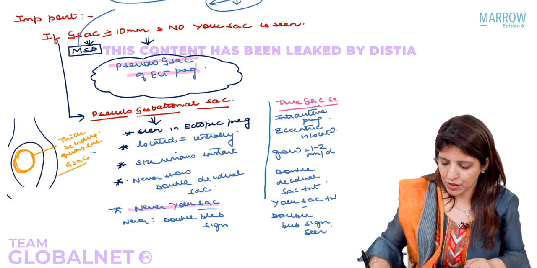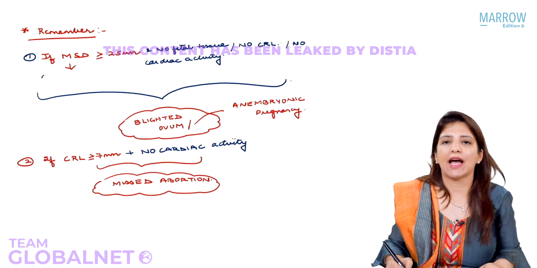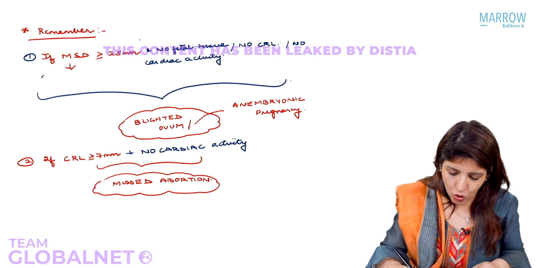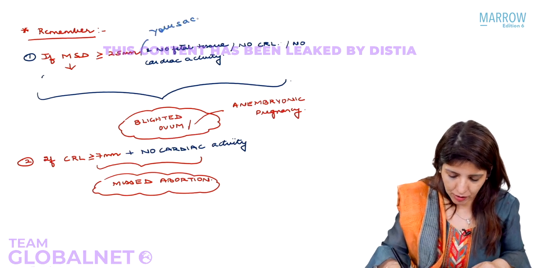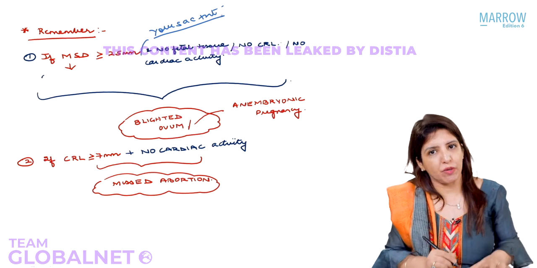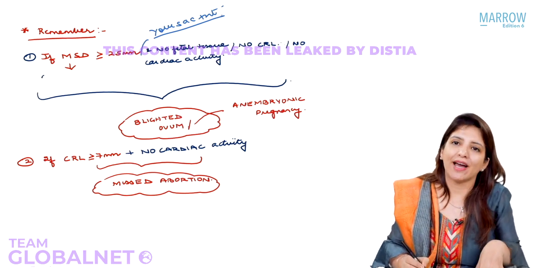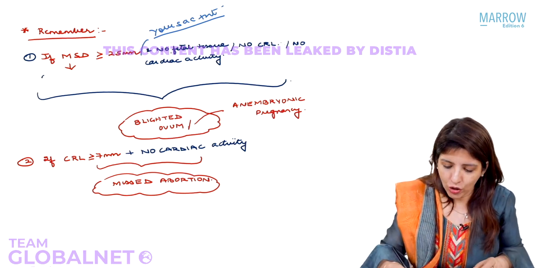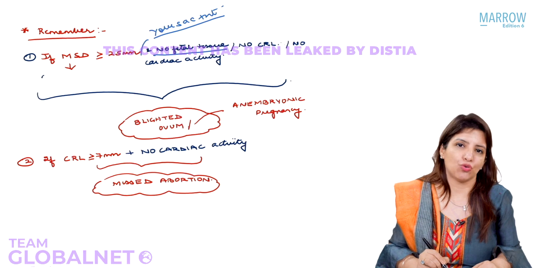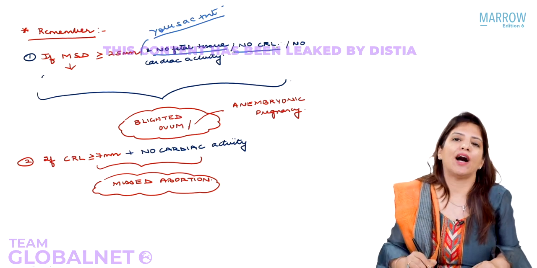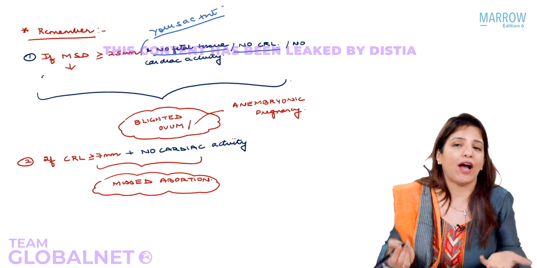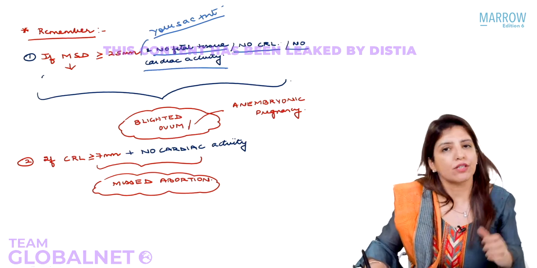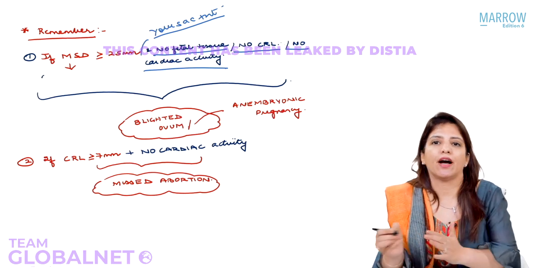The next concept is, if the mean sac diameter is more than 25 millimeters and yolk sac is present, so the gestational sac is present, yolk sac is present, the size of the gestational sac is more than or equal to 35 millimeters, but you are not getting any fetal tissue, you are not getting any crown rump length, right? And obviously, if you are not getting any crown rump length, you are not getting any cardiac activity, because crown rump length appears first and then cardiac activity.